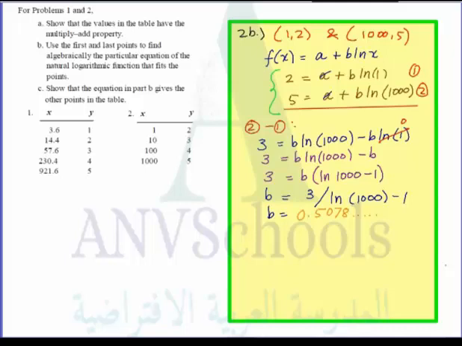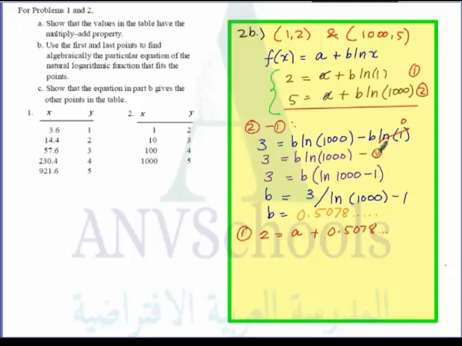Okay, and what else do I need to get? I need to get my a. So I would go back to equation 1. And equation 1 gives me 2 is equal to a plus 0.5078 ln of 1, or that's just 0. But I think we made some mistake here. Yeah, we did. ln of 1 is 0, so this will be 0. I'm sorry for that. We have to redo some of the computations.